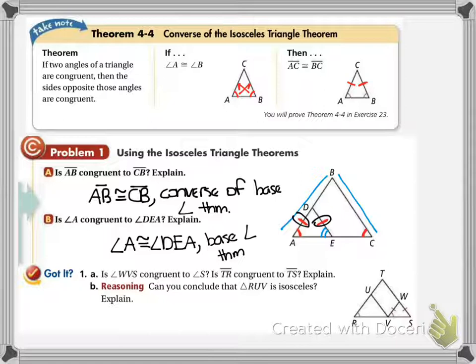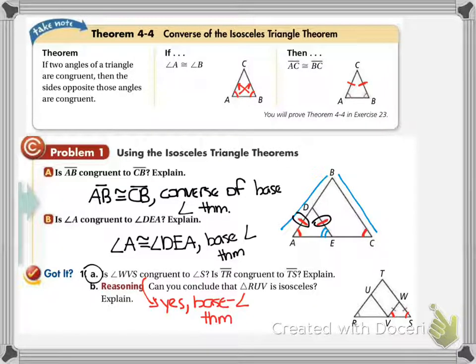Okay, so let's look at part A and we're going to move on. We won't look at part B. So let's look at part A. Is WVS, so WVS is this angle here, is it congruent to angle S? Are those two angles congruent? Well, yes, they are. So the first answer to this question would be yes, they're congruent because of the base angle theorem. So you just need to make sure you know whether it's base angle theorem or whether it's converse of base angle theorem.